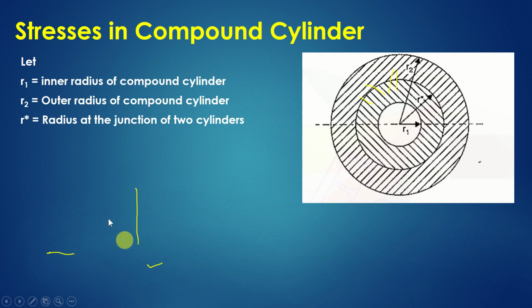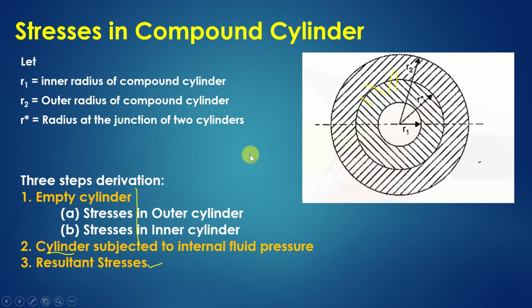Let us get into stresses in compound cylinders. See here, let me take R1 as an inner radius of compound cylinder, R2 as the outer radius of compound cylinder, R star is the radius at the junction of two cylinders, right? We have three steps of derivation. First we have to see stresses in empty cylinder, stresses in outer cylinder and inner cylinder.